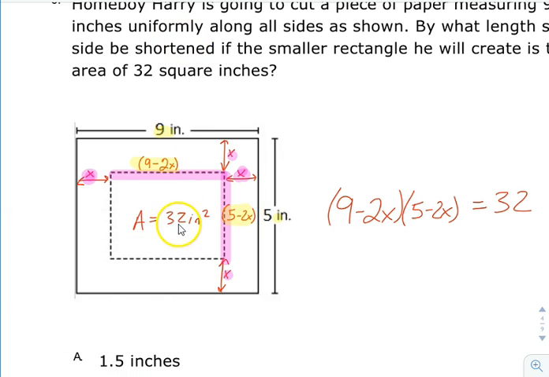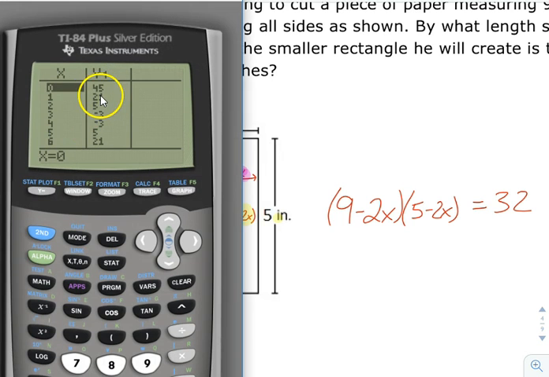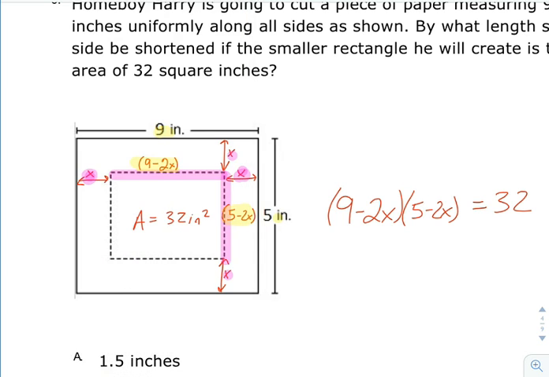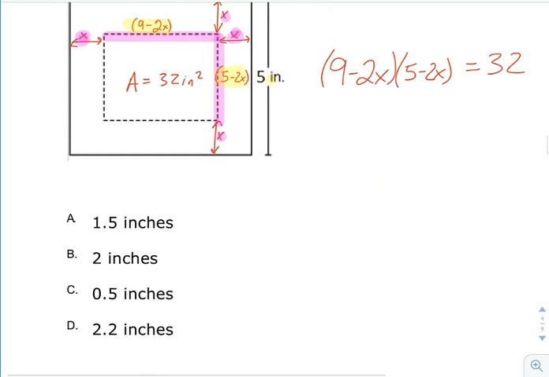Now I'm trying to get to 32. And look what happens. It jumps to 21 as my area. So somewhere between 0 and 1. Which one of our answers is between 0 and 1? I only see one of them. And it's that one. That's the correct answer.